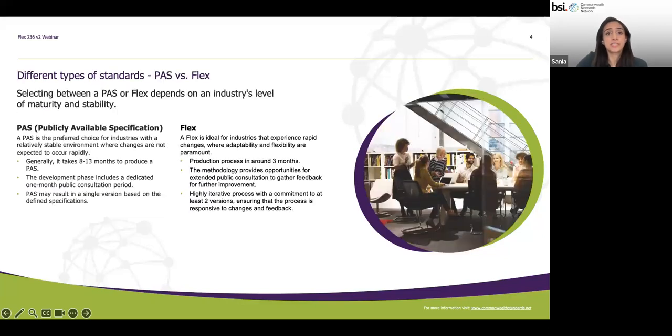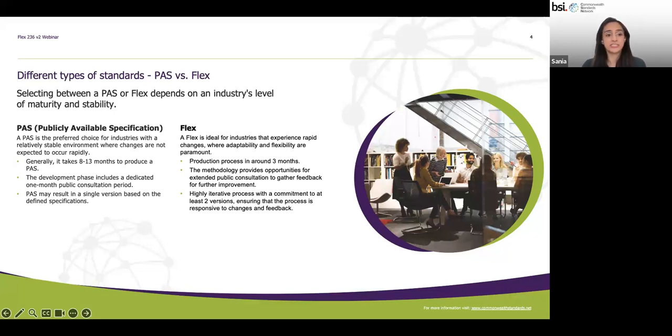There are also different types of standards, as many of you will know. So in particular, we've got the PAS versus the Flex. So these are two different standards that differ in terms of the development time, the versioning, and the feedback required.